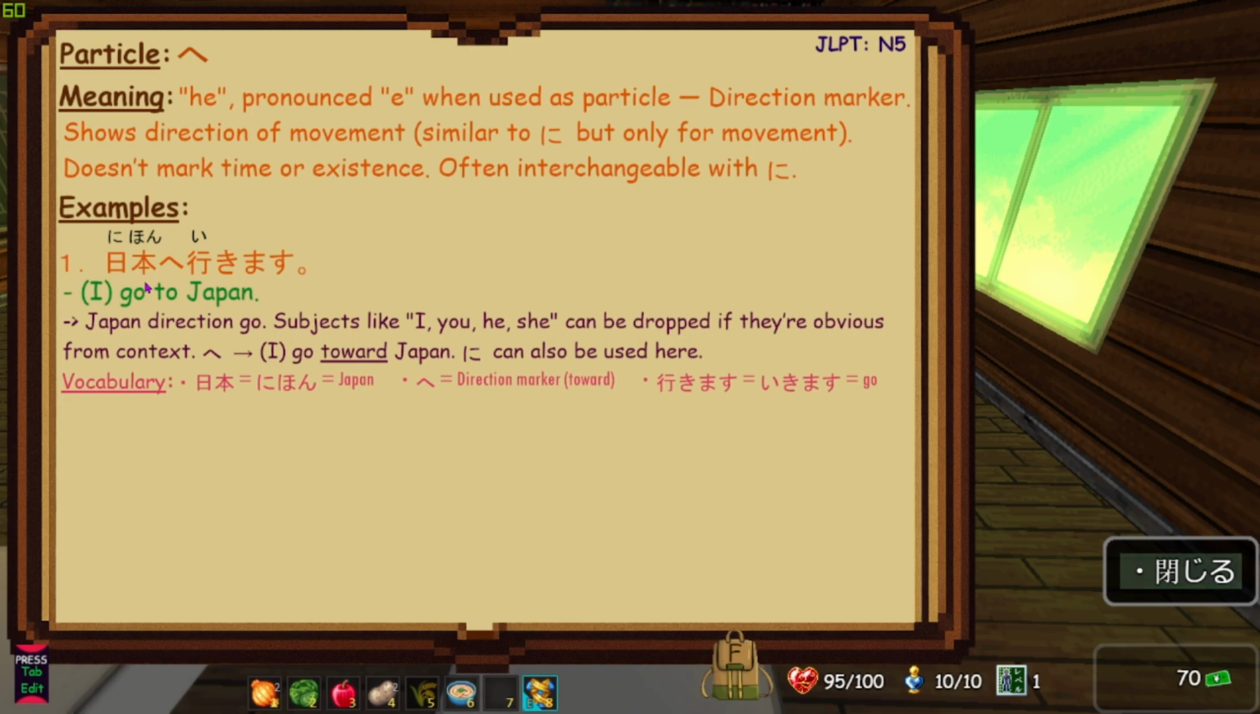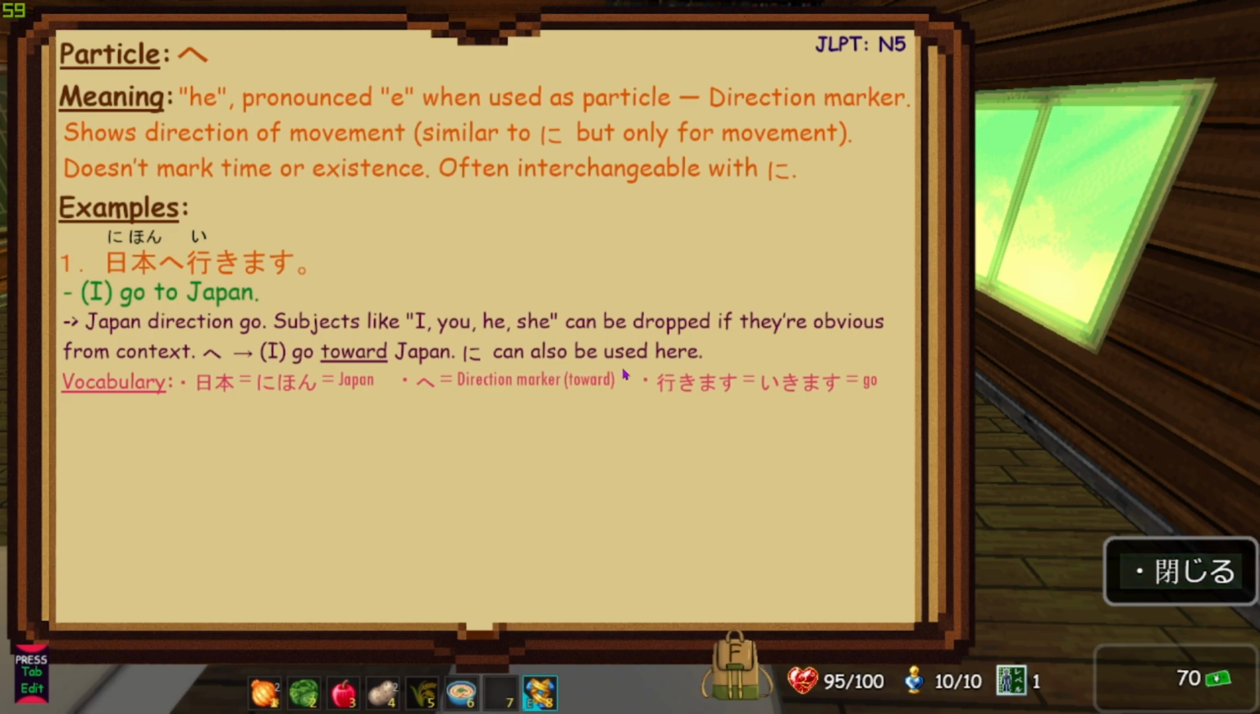So Nihon he ikimasu, I go to Japan. Why is "I" in brackets? Because of the context. So Japan, direction, go. Subjects like I, you, he, she, like watashi wa, can be dropped if they're obvious from the context. E, I go toward Japan.